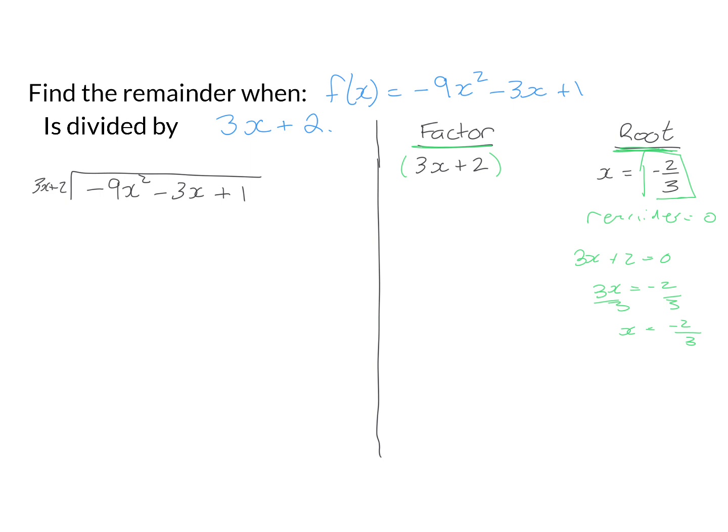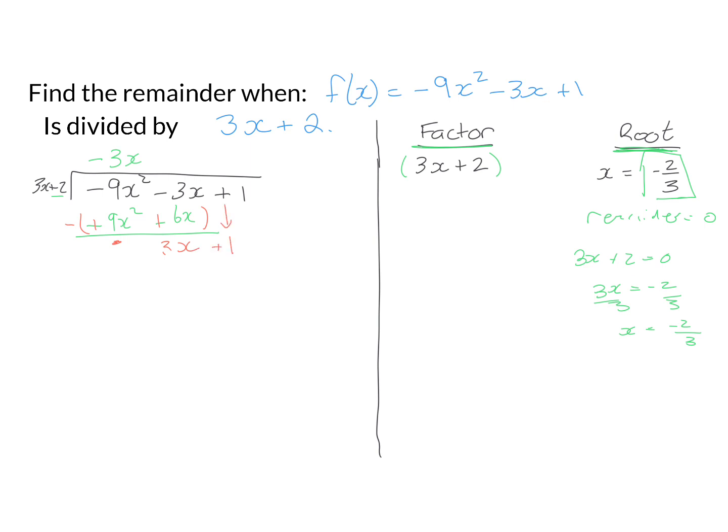Right, so let's quickly have a look. Negative 9x squared divided by 3x gives me negative 3x. When I multiply that, I get negative 9x squared. And don't forget to multiply by the second part of the expression, which gives me 6x. When I subtract, I've got to change these signs so that cancels out. Negative 3 plus 6x gives me just 3x.